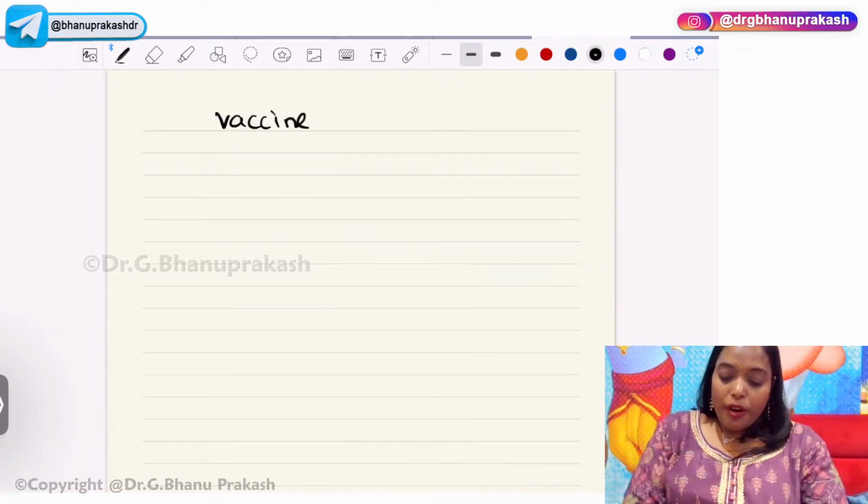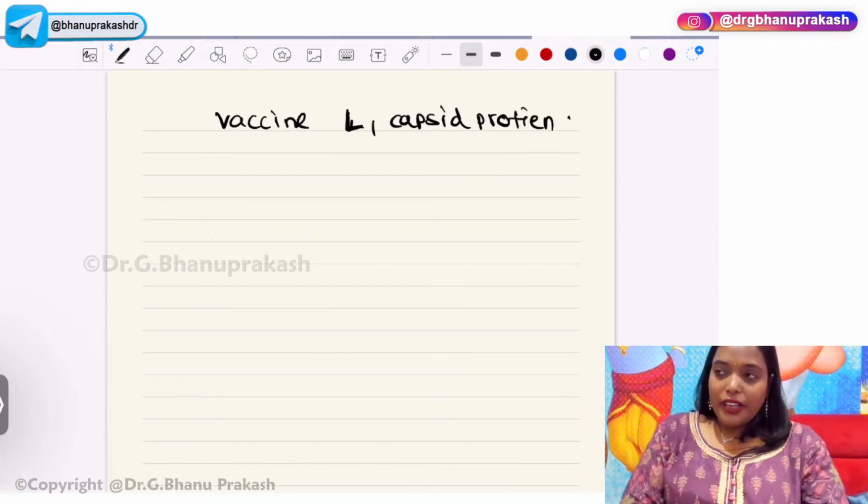Next up, what is the vaccine? The vaccine is very, very important. It is mainly made up of L1 capsid protein.